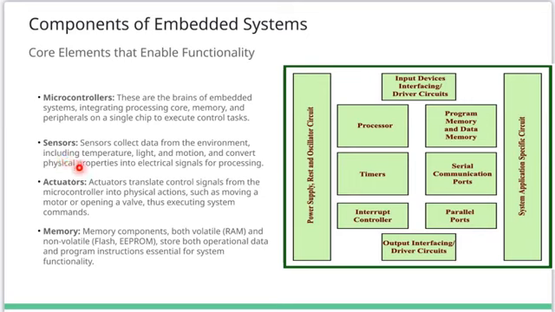Next part is the sensor. A sensor collects data from the environment by sensing a physical parameter, maybe temperature, light, motion, or vibration. Basically, physical properties are converted into an electrical signal which can be processed by the microcontroller.